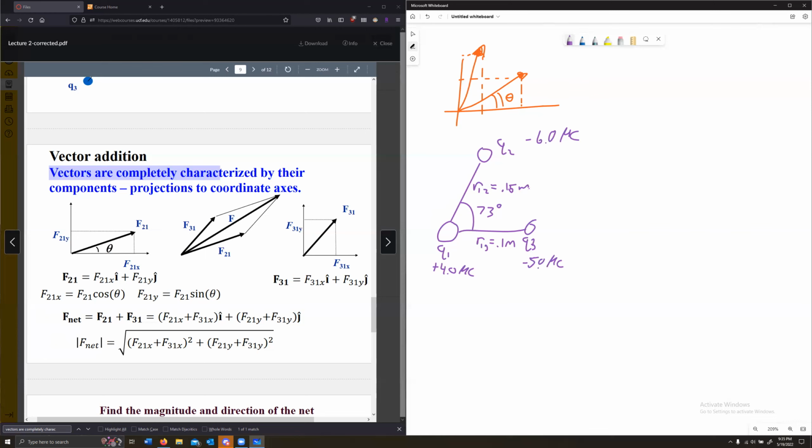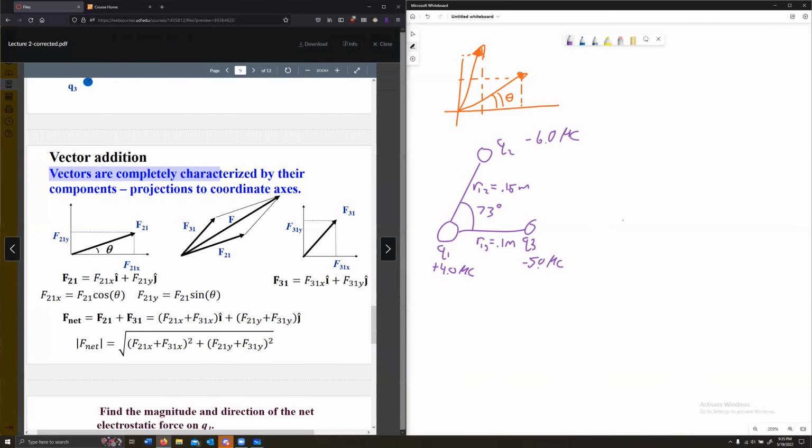The difference that sets this problem apart from the one we did earlier is that in this one, we're trying to find the magnitude and direction of the net electrostatic force. The other one, we were just finding the addition of forces on the particle, like what the direction of the net force would basically be.